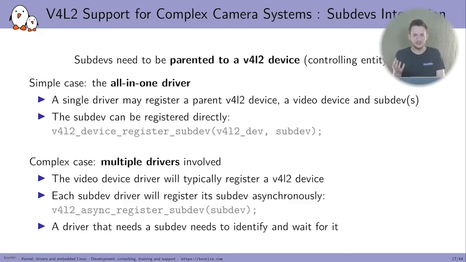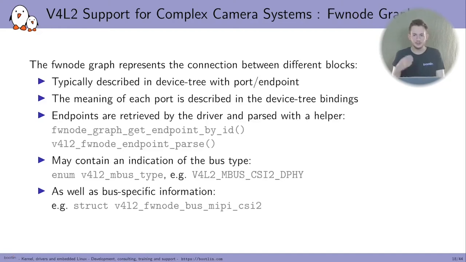So the way that it works is that the driver with the video device will register the V4L2 device, and then the driver for the subdev will register the subdev asynchronously. So basically it makes it available for another driver to bind and use it. So then we need a step for that driver to identify the subdev and to claim that subdev in the V4L2 API.